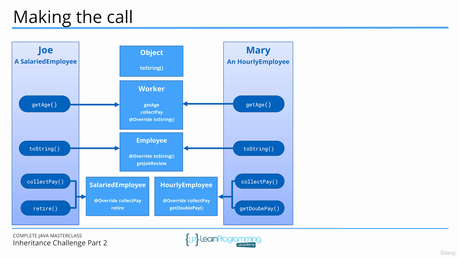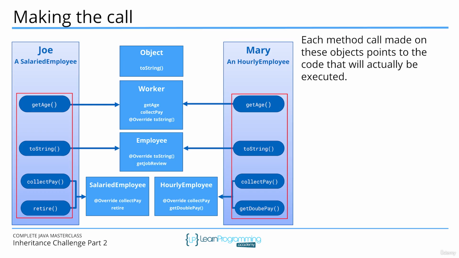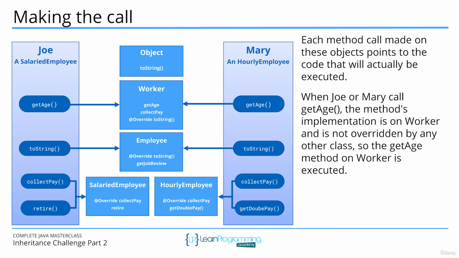Let's see if we can figure out what we really did here. This slide is showing our Joe and Mary objects. Each method call made on these objects points to the code that will actually be executed. In other words, it shows where the method is and what class it's in. This isn't always so obvious when you're using inheritance. When Joe or Mary call getAge, the method's implementation is on Worker and is not overridden by any other class, so the getAge method on Worker is executed.